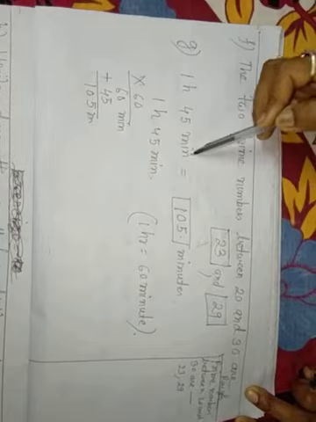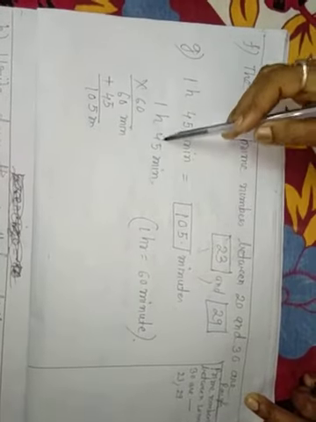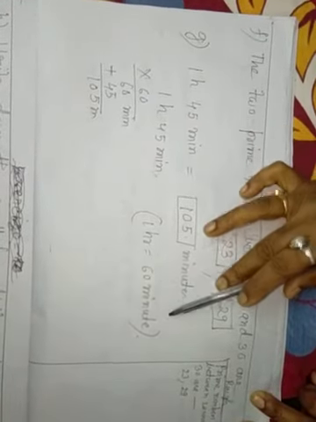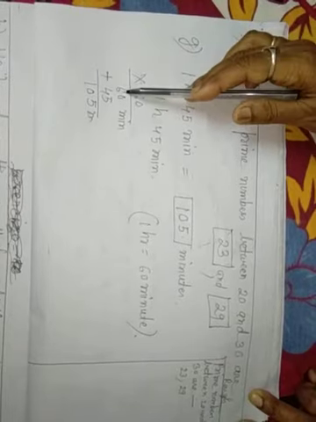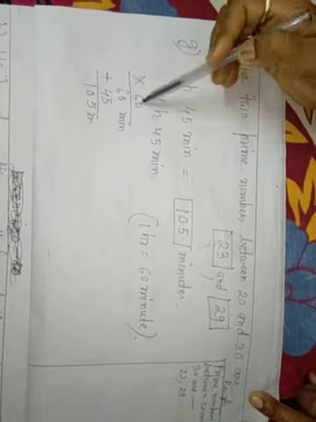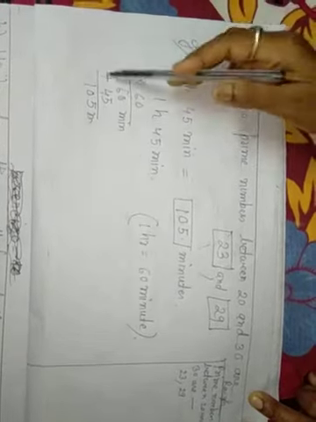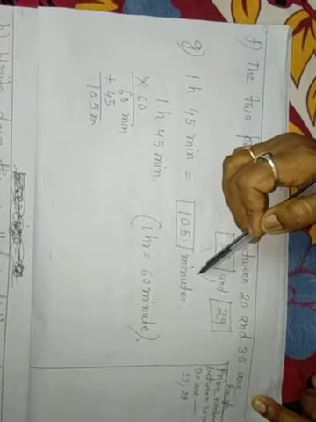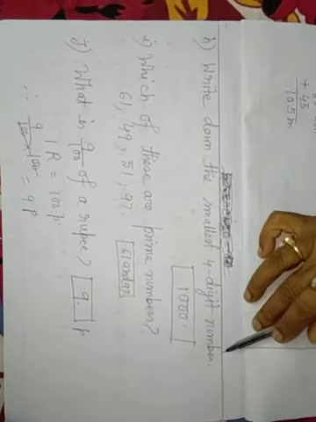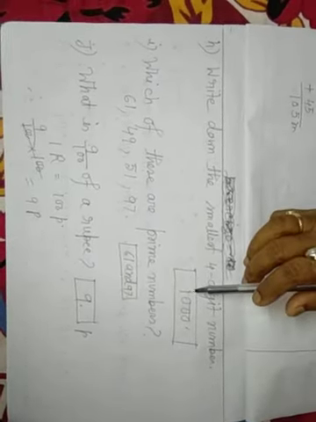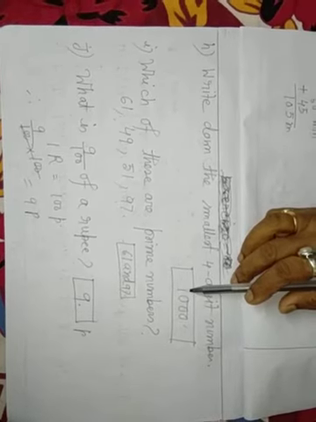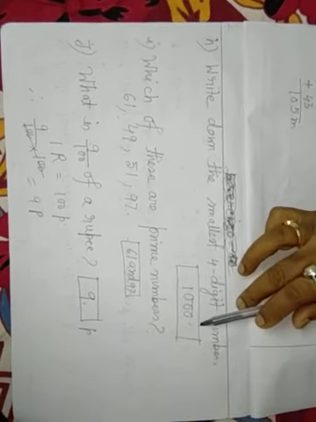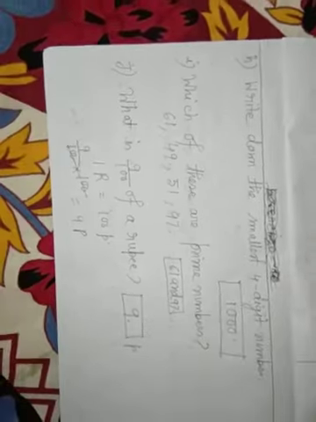1 hour 45 minutes equal to how many minutes? 1 hour equal to 60 minutes. So 1 into 60 is 60 plus 45 minutes. 5, 4 6 10. So 105 minutes. Okay. H. Write down the smallest 4-digit number. Smallest 4-digit number is 1 with three 0s. So 1000.